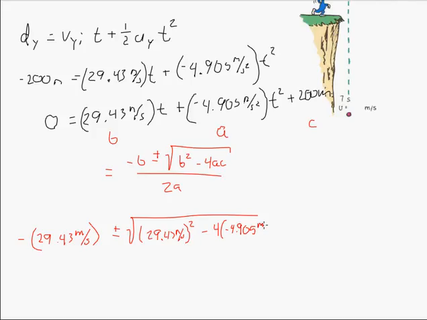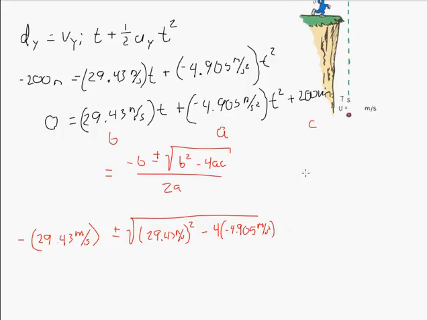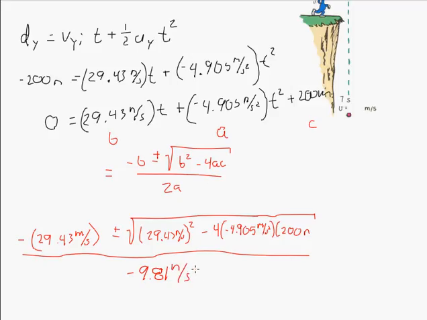.905 meters per second squared multiplied by C, which is going to be, let's say, up to that 200 meters, and then all of this is going to be over 2 times A, which is actually going to end up being negative 9.81 meters per second squared. I'm just multiplying this by 2. Remember, we took it by half earlier.